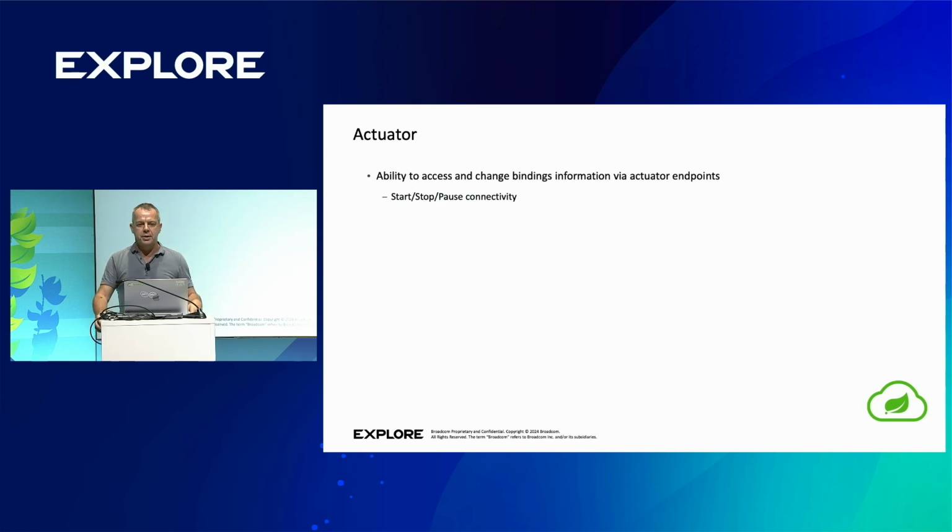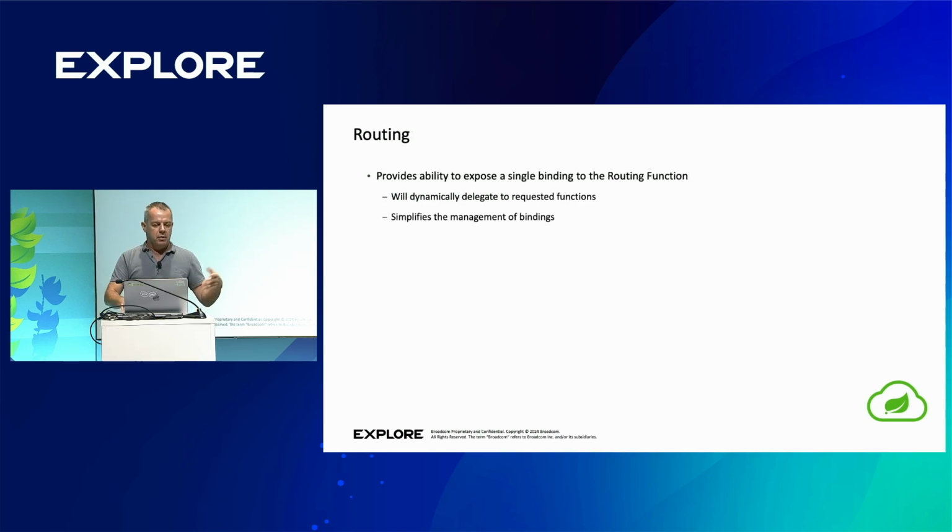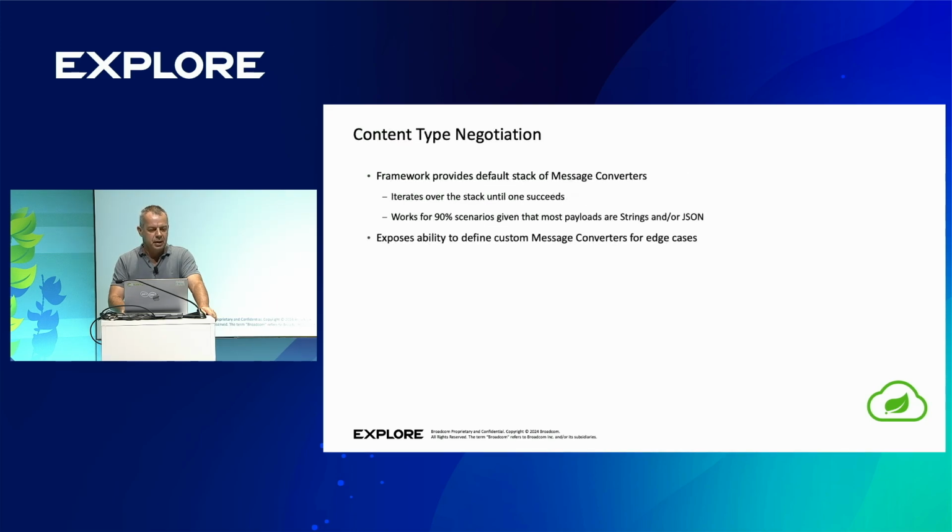Actuator endpoints allow you access to your bindings, not just read access, but also start, stop, and so on and so forth. Routing, again, I'll be showing it to you. I already sort of explained it: the ability to receive events by a function called the routing function, and then the routing function, based on message headers or SpEL expressions, will route to a specific function within your application context.